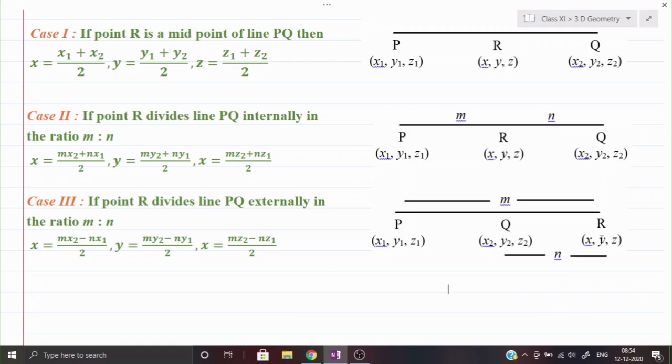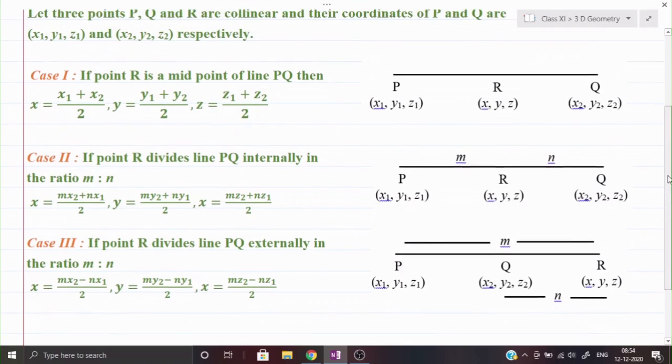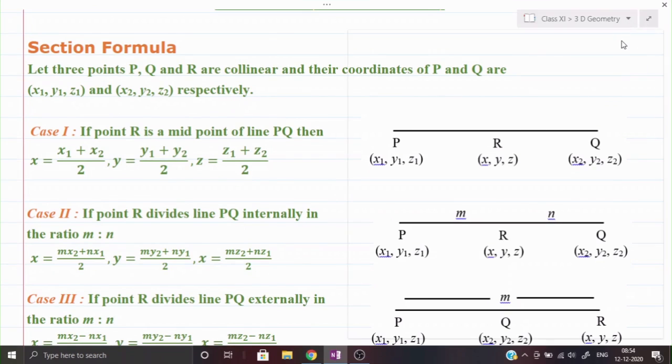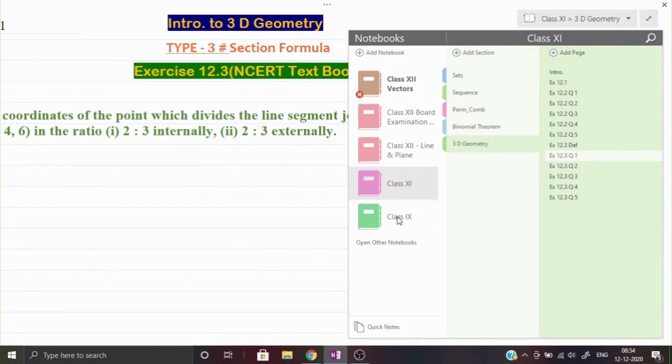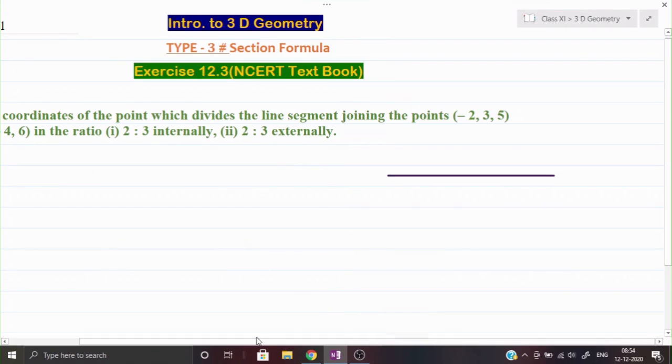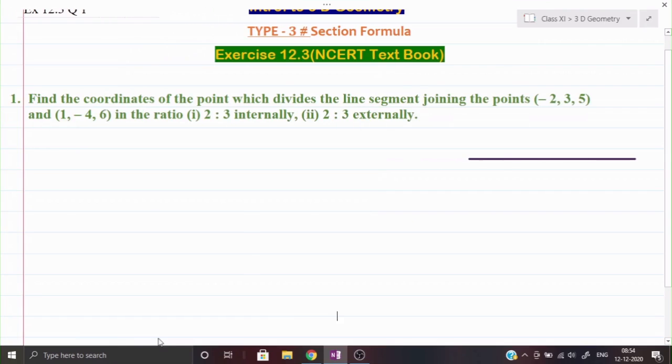Let us see the first question based on this. So we are going to start exercise 12.3, first question. In the first question it is given: find the coordinates of the point which divides the line segment joining the points (-2, 3, 5) and (1, -4, 6) in the ratio 2 to 3 internally and 2 to 3 externally. Means for internal division we need to find out, and for external division also we need to find out. So let us find out first for internal.